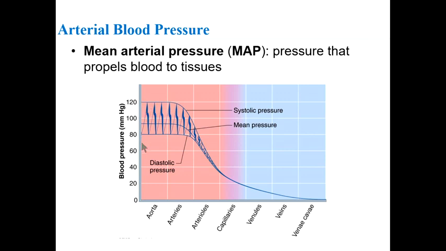So since it spends more time in diastole, the average will be favored more toward the low end than the high end. So if you feel your pulse, there's more time when there's no pulse as compared to when there is a pulse. It's just the space is bigger between pulses than the time it takes for the pulse itself. So the mean arterial pressure is just the average pressure at any given point, and you'll see that's below the halfway mark because it spends more time in diastole than it does in systole.